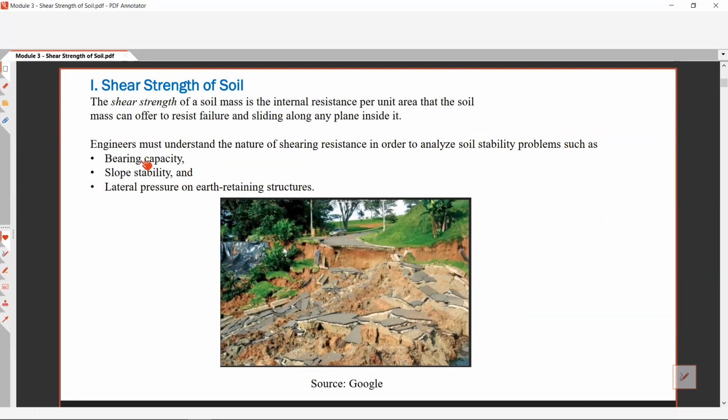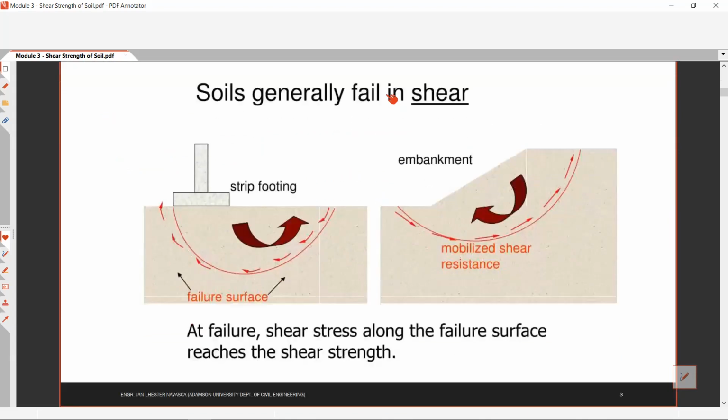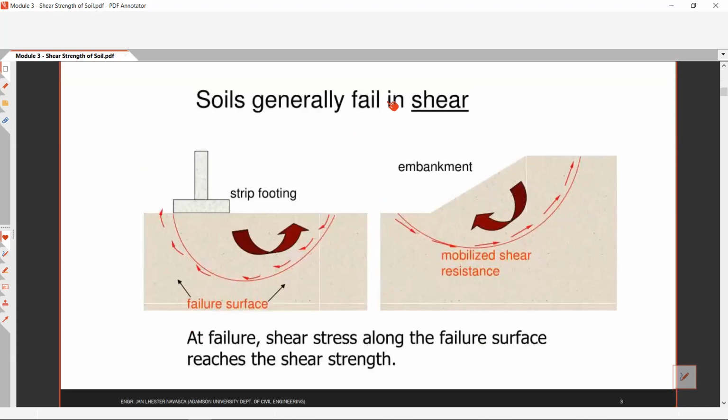Engineers must understand the nature of the shearing resistance in order to analyze soil stability problems, such as the bearing capacity, the slope stability, and the lateral earth pressure on earth retaining structures. So that is the purpose of understanding the shear strength of the soil. The soils generally fail in shear.